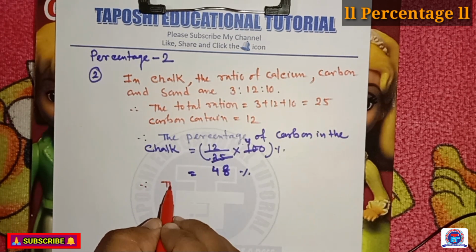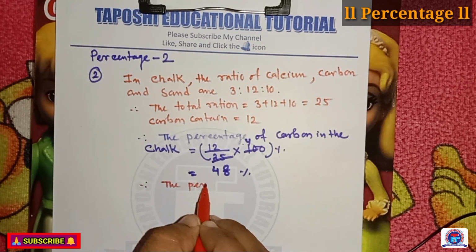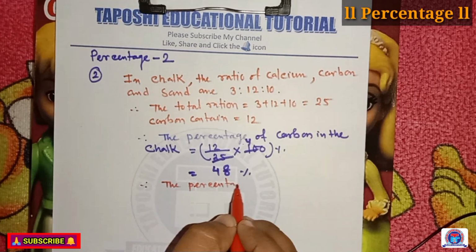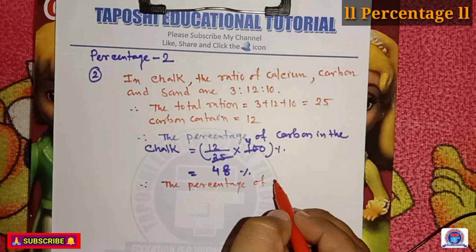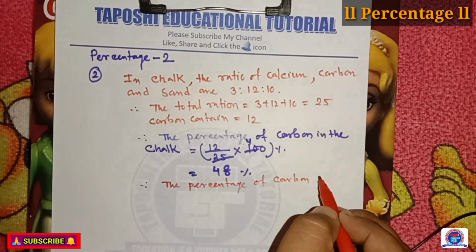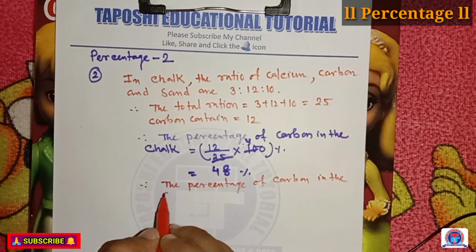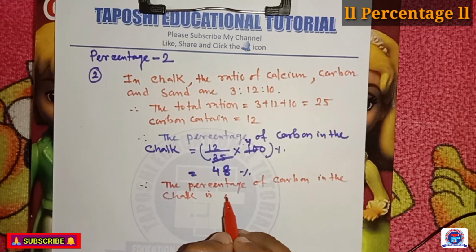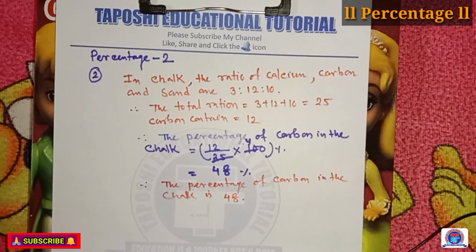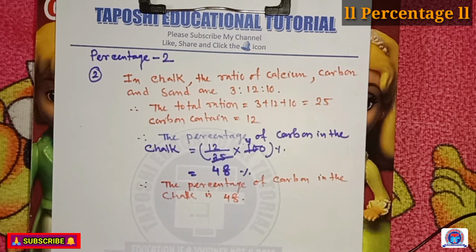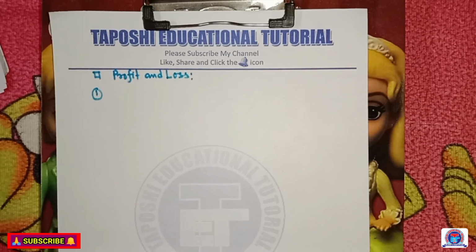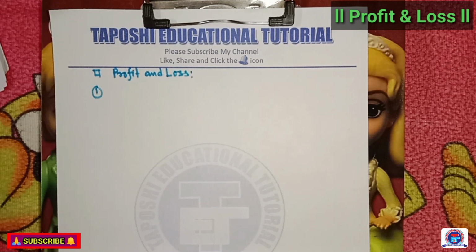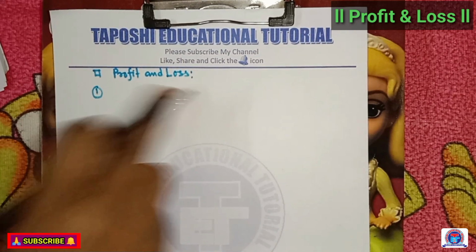Therefore, the percentage of carbon in the chalk is 48. Correct? I hope, student, you understood this mathematical problem based on percentage. Correct, dear student? Here I bring some mathematical problem based on profit and loss.